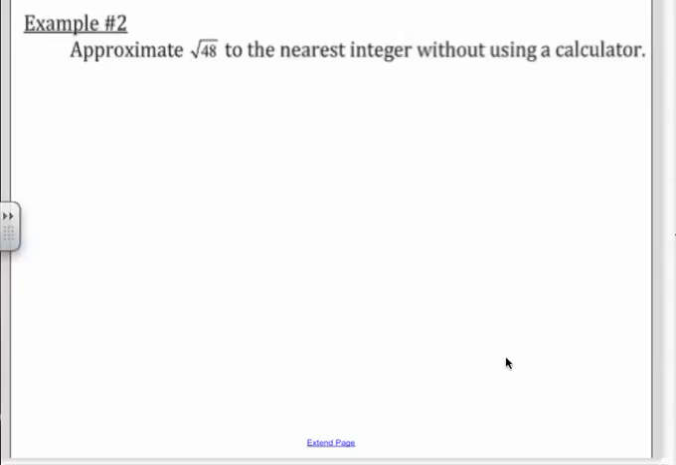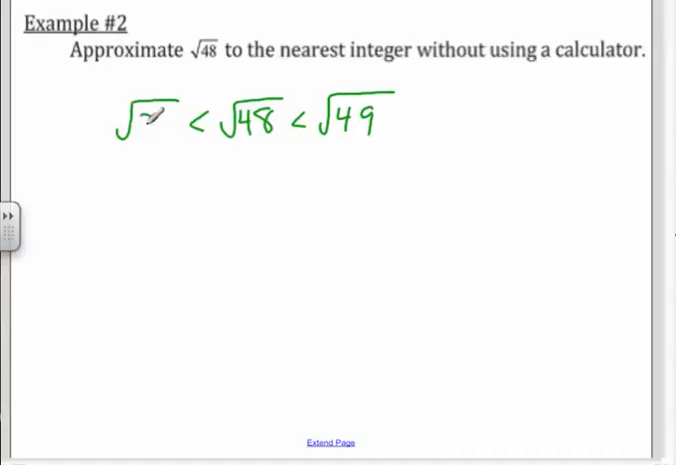Okay? Well, let's think about this. We said the square root of 48, it's not a perfect square, but it's less than the square root of 49. That is a perfect square. And it's greater than the square root of 36, which is also a perfect square. So guys, you need to kind of review, try and get this memorized really.